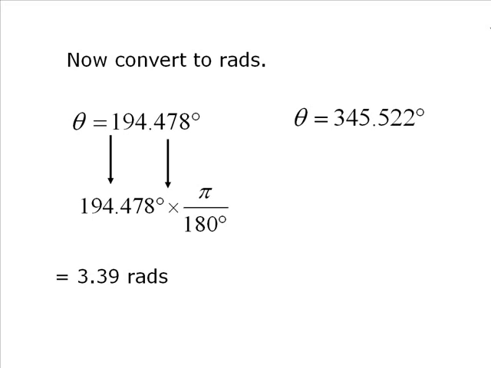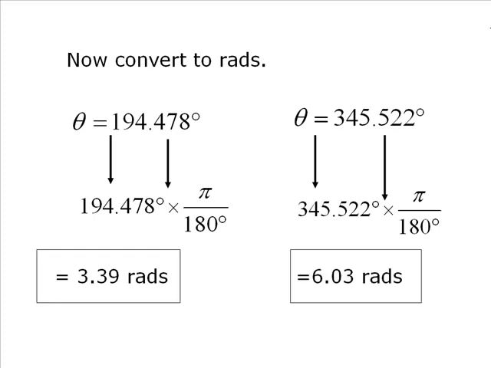Then do the same thing. 345.522 we multiply by pi over 180, and when we decimalize it, we'll get 6.03 rads.